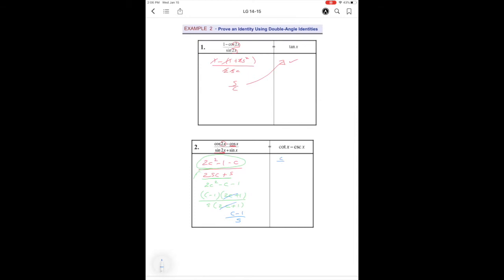Now on the right side, I have a C over an S minus a 1 over an S, common denominator, so C minus 1 over S. And there's the answer.